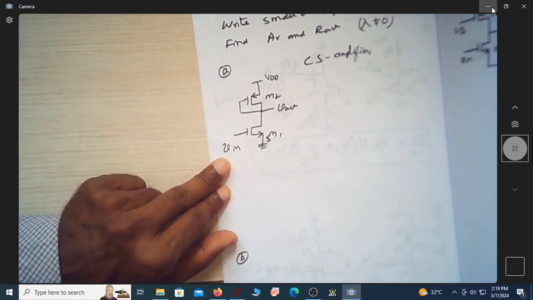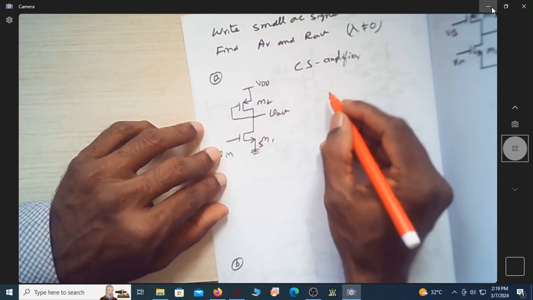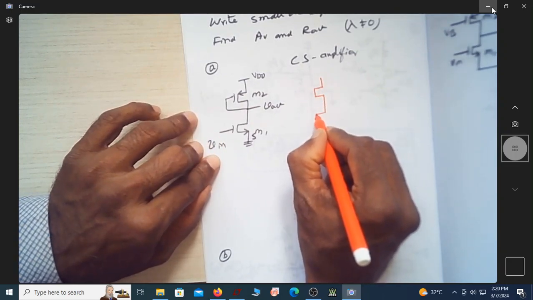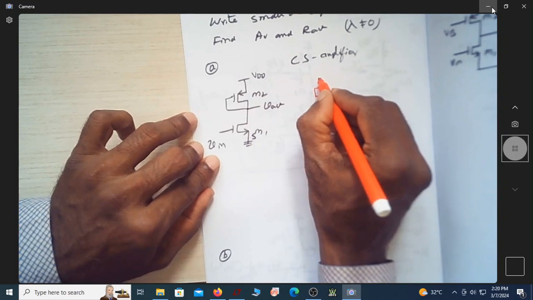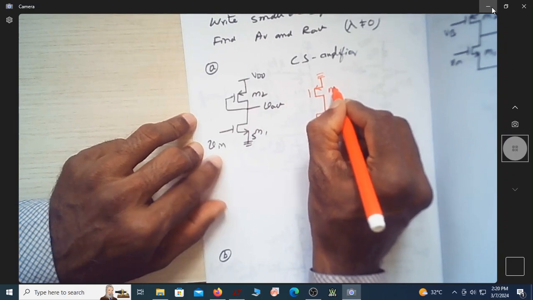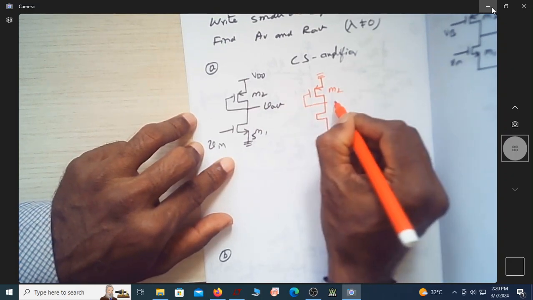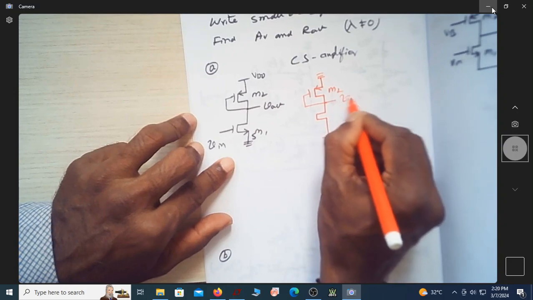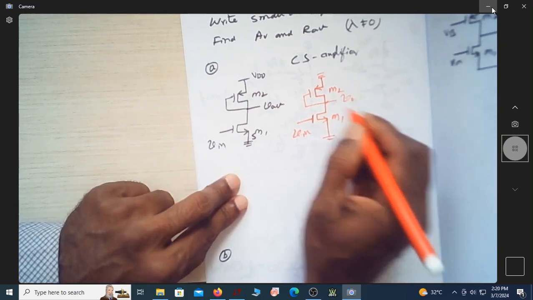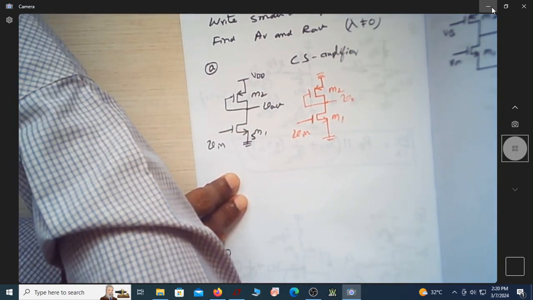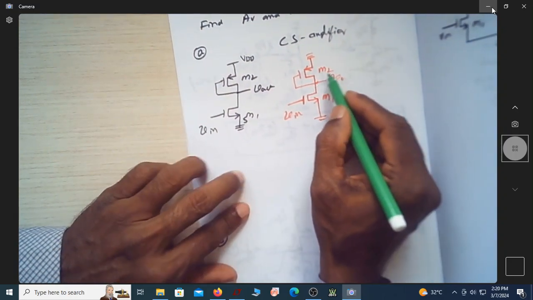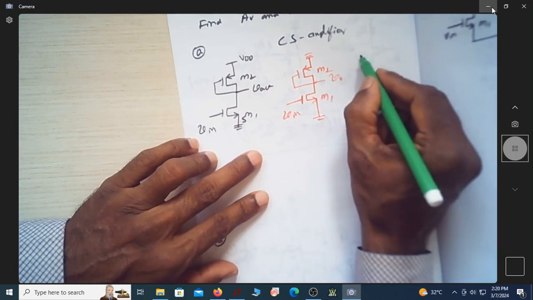Now, since we are supposed to write the AC small signal model, let us write the first thumb rule. Let us replace VDD by AC ground. So this is M2, and this is the Vout point. Here I'm applying the input voltage. This is M1. Now since it is AC grounded, this is my load resistor.